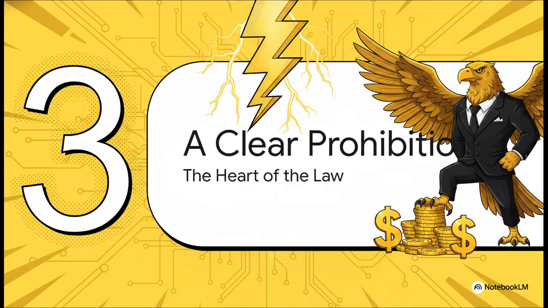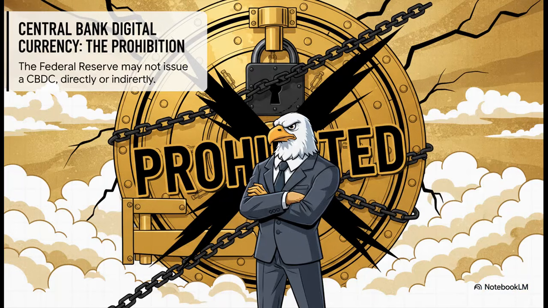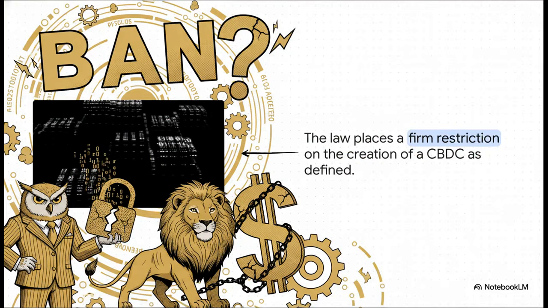Okay, so we've got our 4-part definition locked in. Now we can finally get to the heart of what this law does, and it kicks off with a very clear, very strong prohibition. Subsection B of the law does not mess around. It says flat out that the Federal Reserve may not issue a central bank digital currency, and that means not directly to people or indirectly through a bank. So looking at this, you'd think that's it, right? Case closed. No digital dollar for the US. Well, not so fast. This is where the law has a massive twist waiting for us.